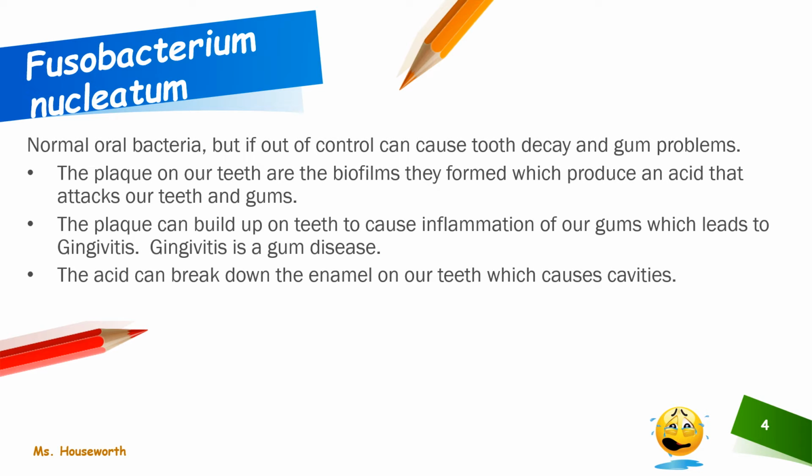Normal oral bacteria, but if out of control, can cause tooth decay and gum problems. The plaque on our teeth are the biofilms they form, which produce an acid that attacks our teeth and gums. The plaque can build up on our teeth to cause inflammation of our gums, which leads to gingivitis. Gingivitis is a gum disease. The acid can break down the enamel of our teeth, which causes cavities.